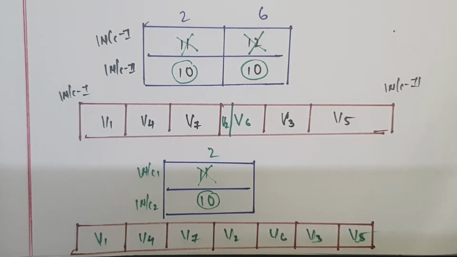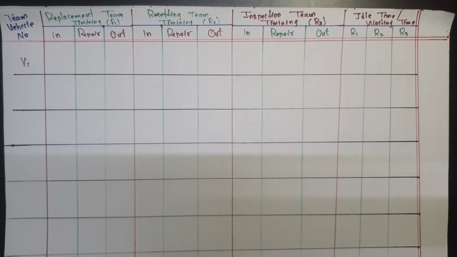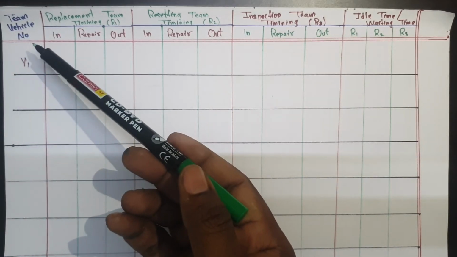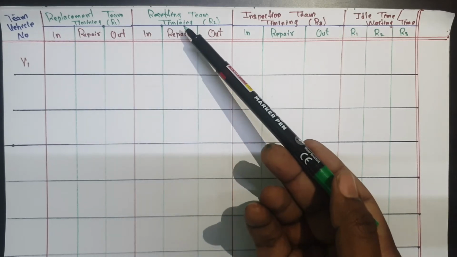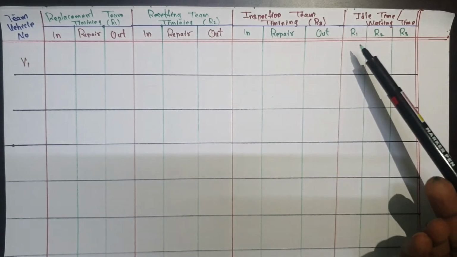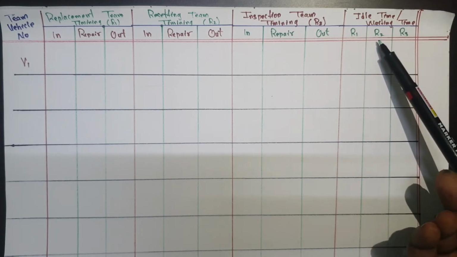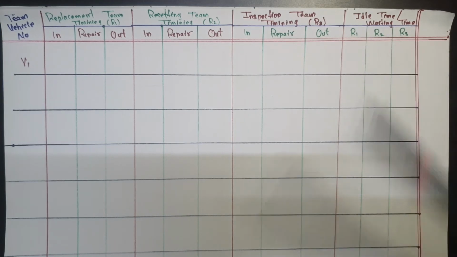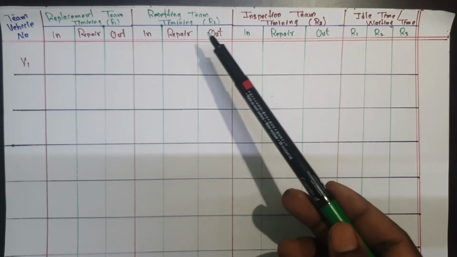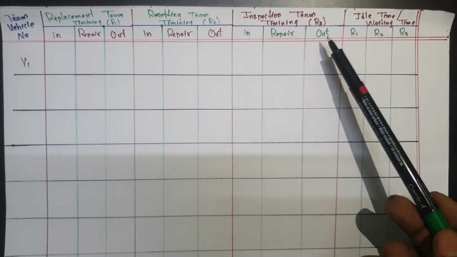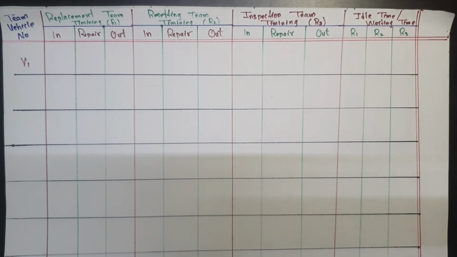After getting this sequencing, what you have to do, you have to create the box. So as you can see here, like this you have to create the box. First you have to write the vehicle number. First one is machine 1, this is machine 2, and this is machine 3. Idle time for machine 1, idle time for machine 2 process, and idle time for machine 3 process. So here in repair out, and here also in repair out, and idle time simultaneously you have to calculate.